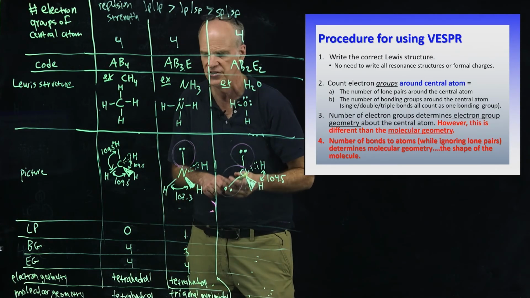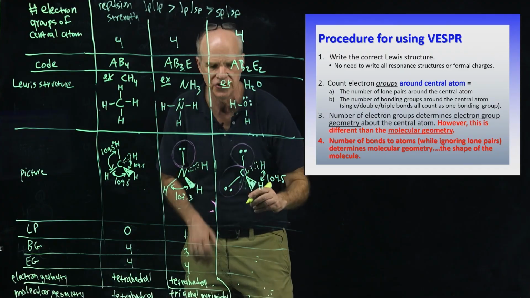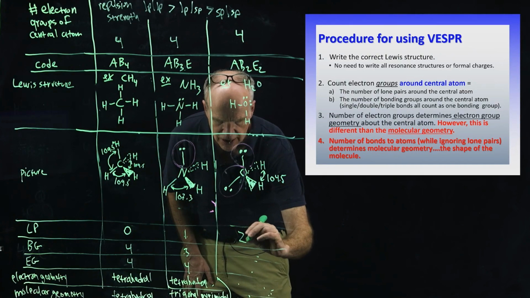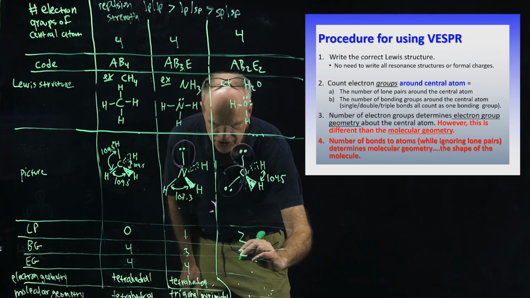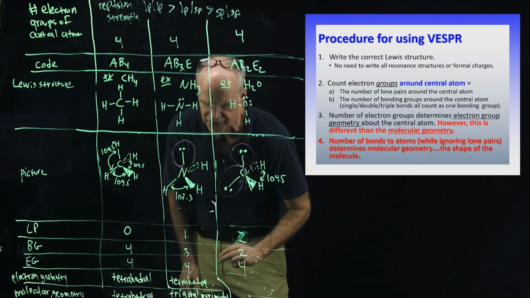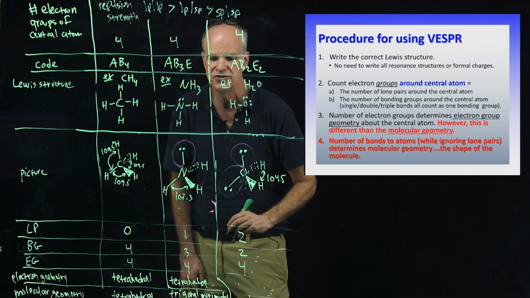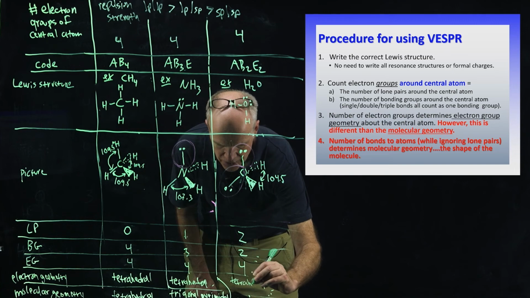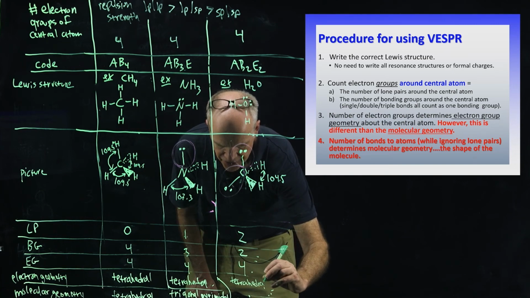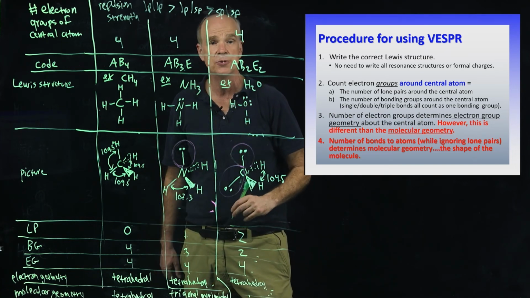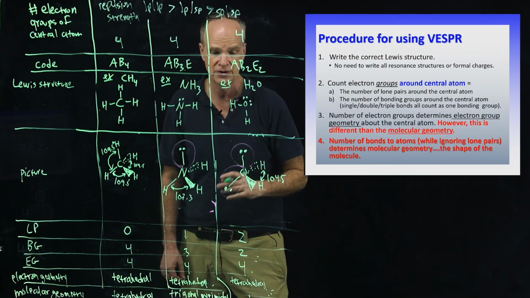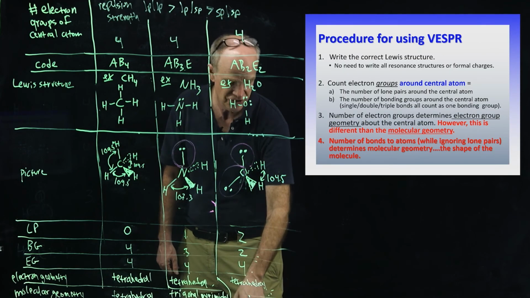So to finish this off, how many lone pairs does the central atom have? It has 2. How many bonding groups does the central atom have? It has 2. How many electron groups does the central atom have? It has 4. What is the electron geometry? It continues to be tetrahedral, because that is the arrangement of electron groups, whether they be lone pairs or bonding groups, around the central atom. And then what is the molecular geometry?